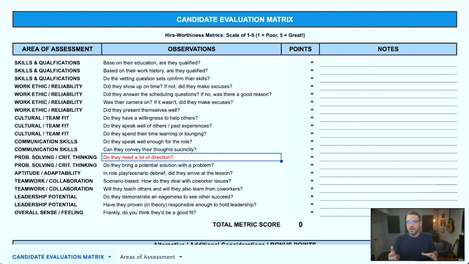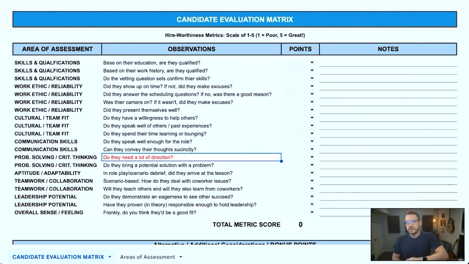He said, well, because I didn't know what I was doing. And we talked about it. But at the end of the day, great guy, not a good fit for the role. So notwithstanding that, critical thinking skills, problem solving skills, I put this under the area of assessment of, do they need a lot of direction? Can they follow directions? And of course, the idea is with all of the vetting that takes place before, they would be able to follow directions.